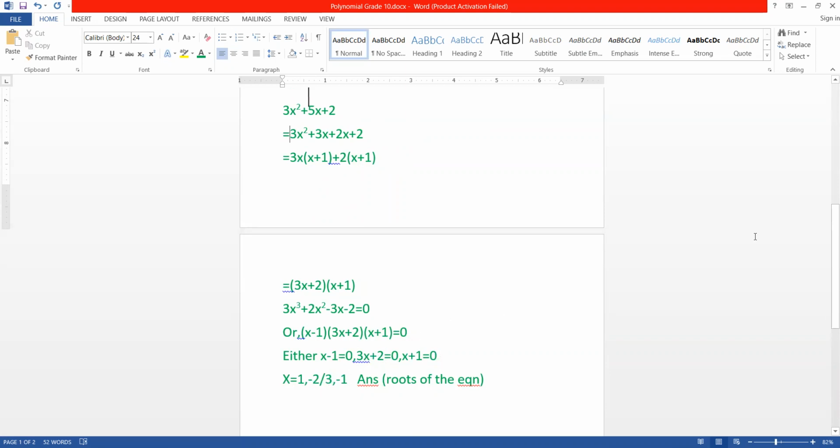Since I have already said that the highest power of the variable here is 3, that's why the answers are also 3: 1 answer, 2 answer, and 3 answer. And these are nothing but the roots of the equation. The values of the variable used are known as roots of the equation. Sometimes the variable can be x or y depending upon the nature of the equation.